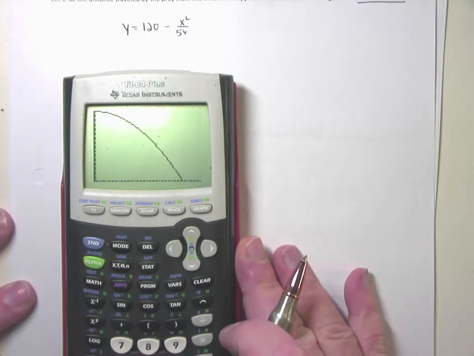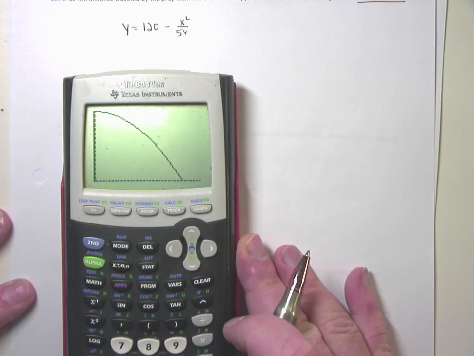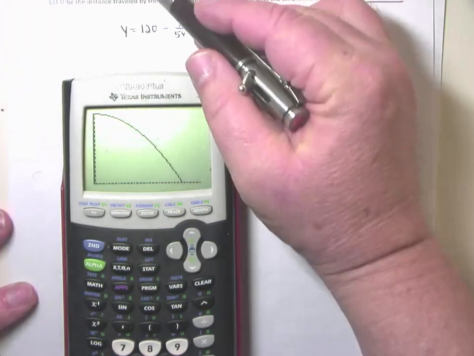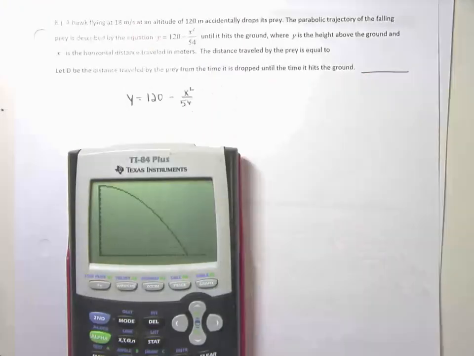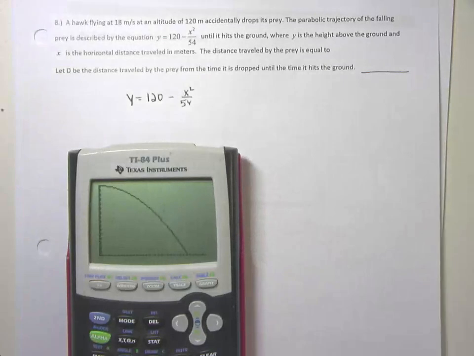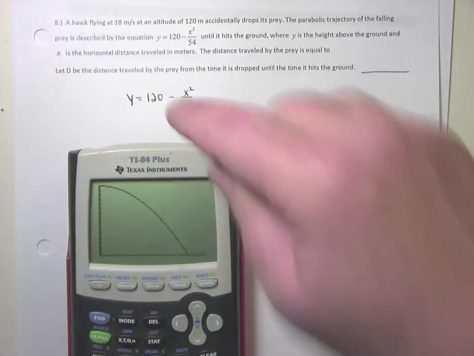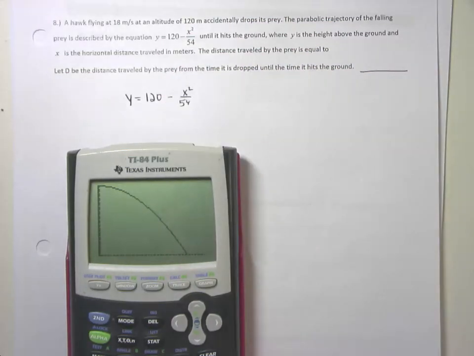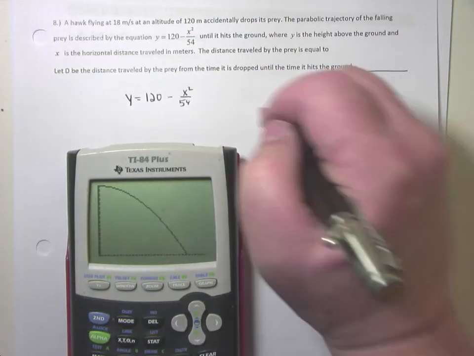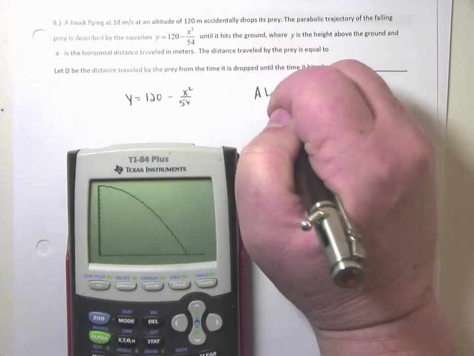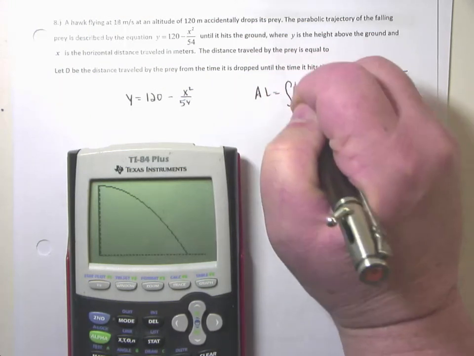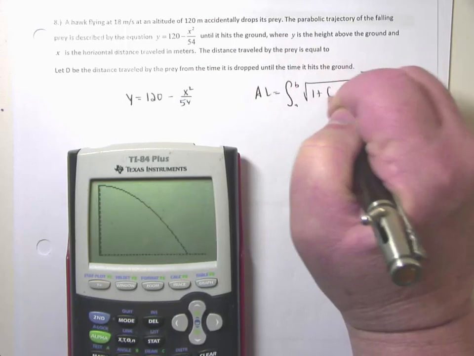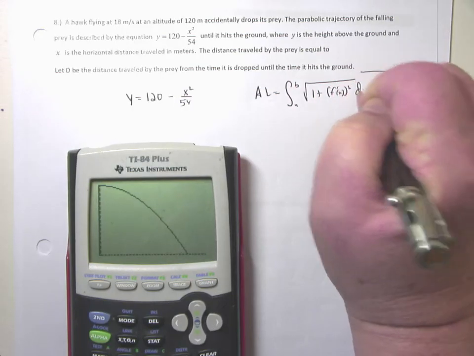So we want to figure out the length of the curve. So you understand, you've got a hawk flying at a rate of 18 meters per second at an altitude of 120 meters. And then he accidentally, of course, drops his prey, and it's coming down here. And we want to find this arc length. So remember, arc length is equal to the integral from a to b of the square root of 1 plus my derivative squared dx.